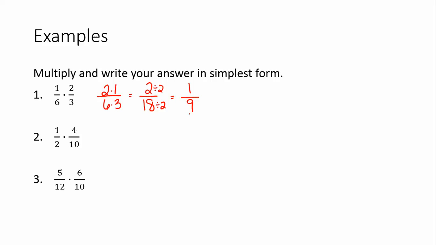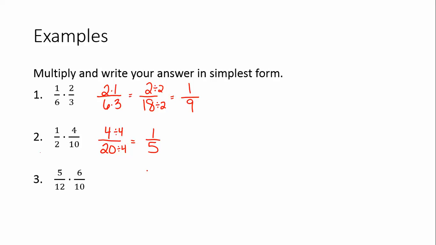Example 2, we have 1/2 times 4 over 10. So that's 1 times 4, or 4 on the top, 2 times 10, which is 20 across the bottom. Hopefully you recognize that 20 is divisible by 4, so we want to divide the top and the bottom by 4 to give us 1/5.